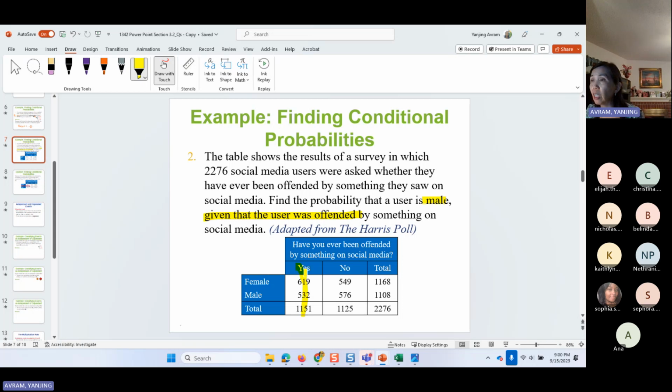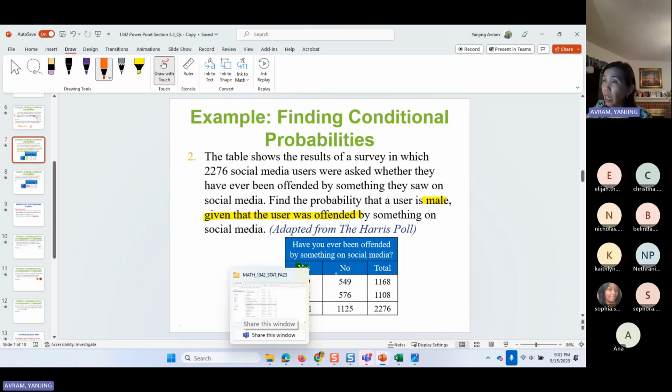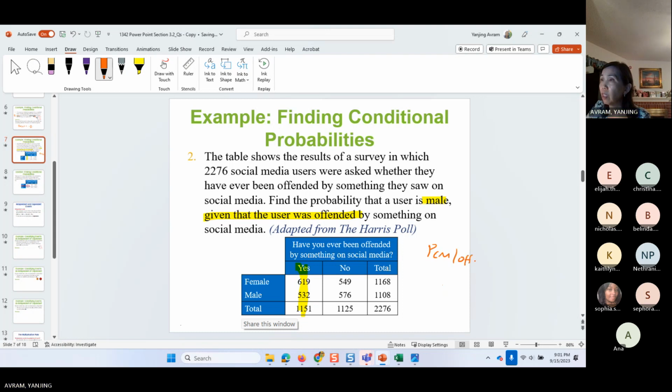Given the user was offended, that means the answer is yes. So we only look at this column here. We are not looking at the whole total. We are only looking at the condition that the user said they were offended, so we only look at this offended column. The probability of getting a male given this user was offended: the offended total here is 1151. How many males are here? 532.